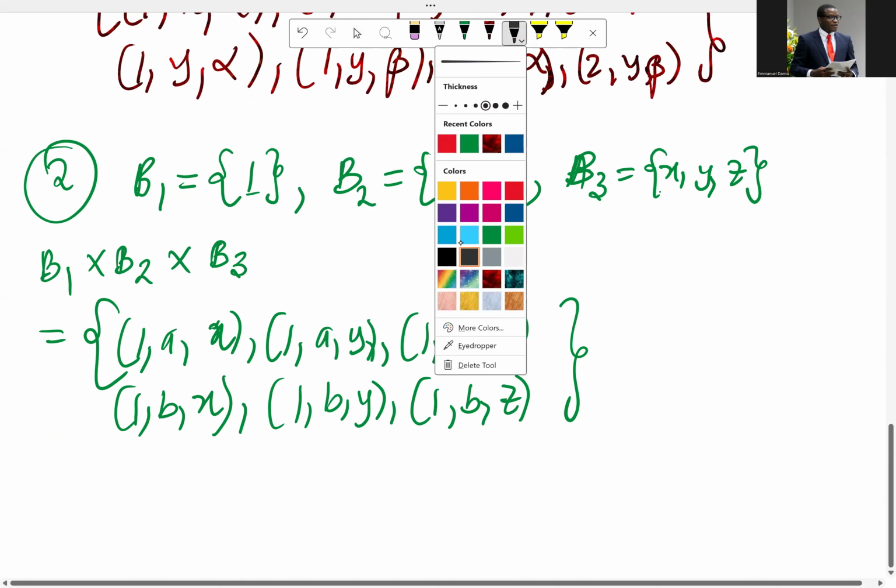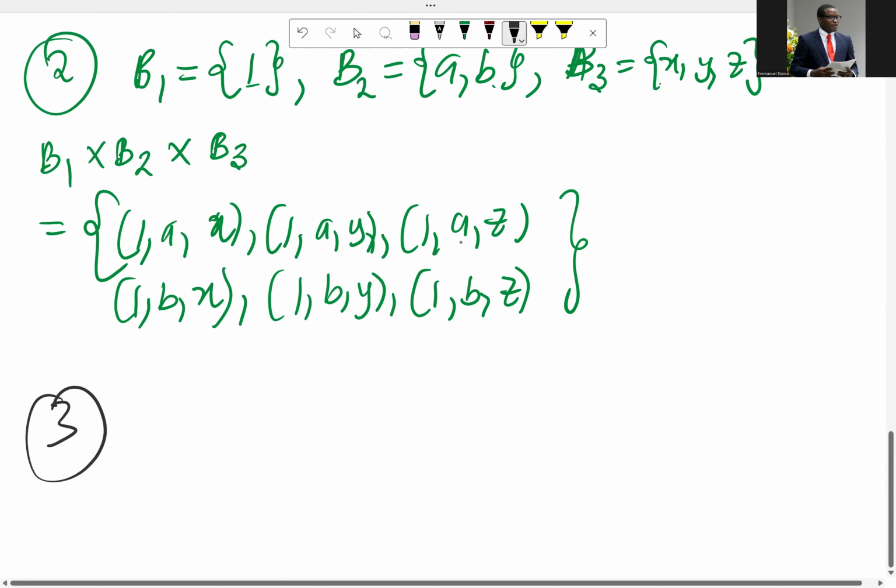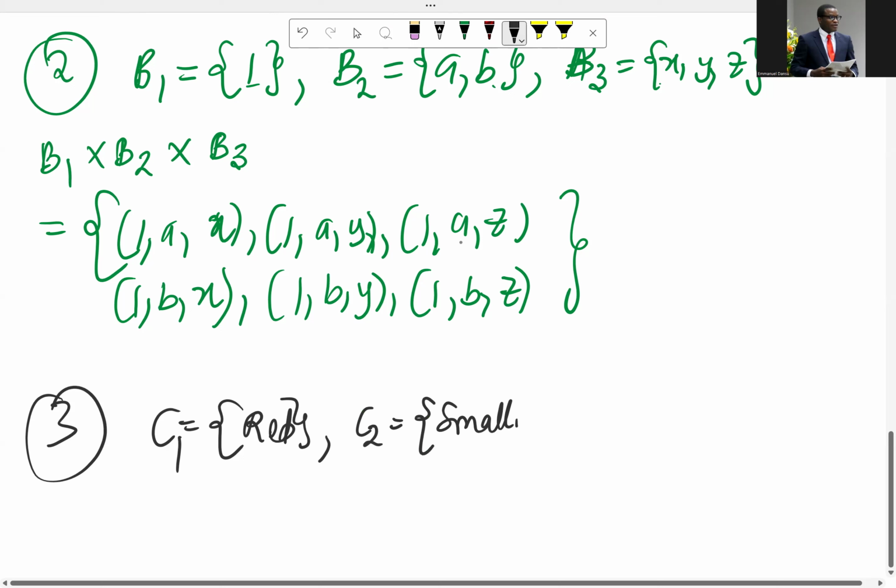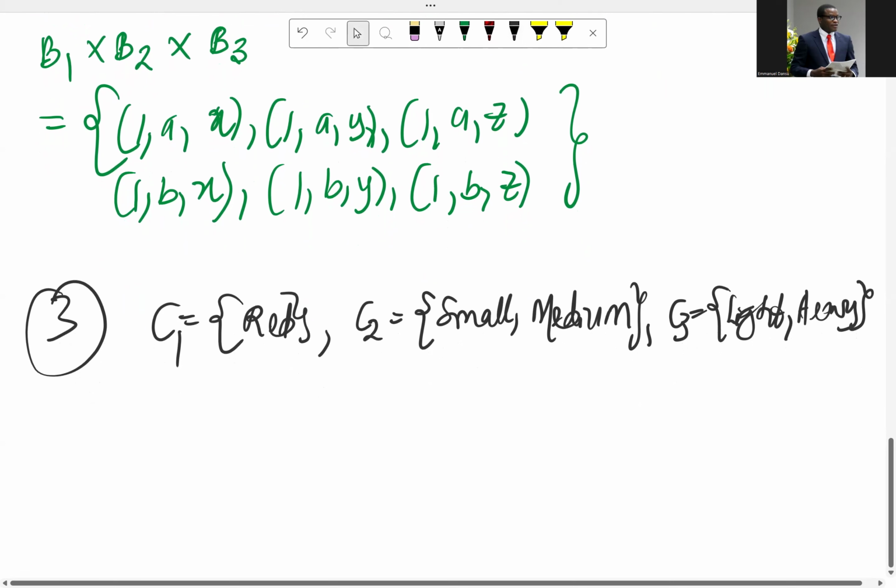Okay, so let's take example three. For example three, we have n equals 5 sets. Say C1 has red, then we have C2, which is small and medium. C3 is light and heavy. And then we have C4. C4 is plastic. Let's say this is a singleton set containing just plastic.